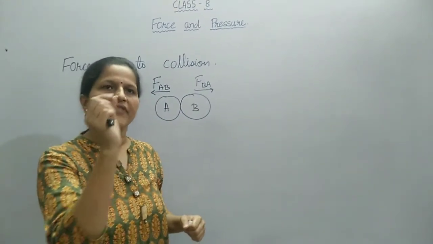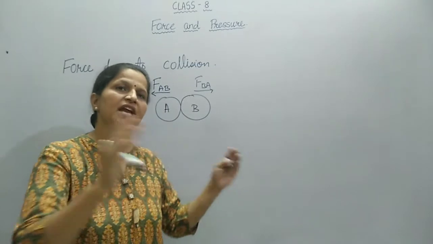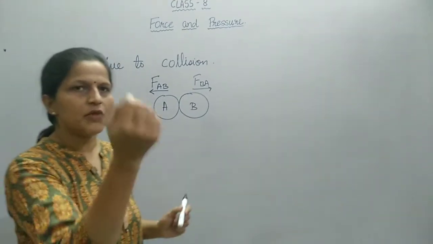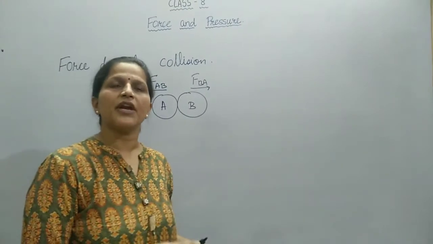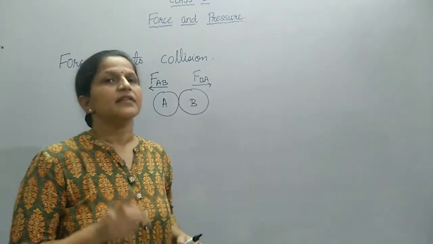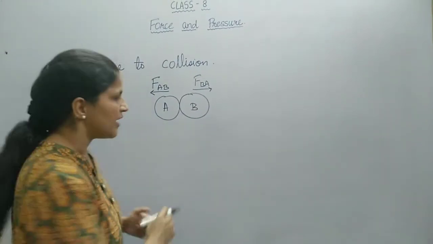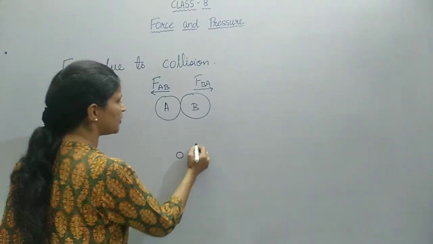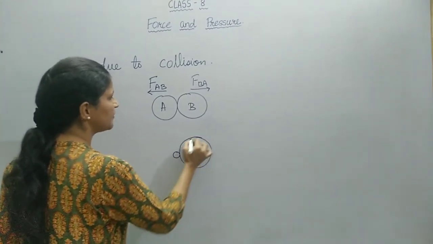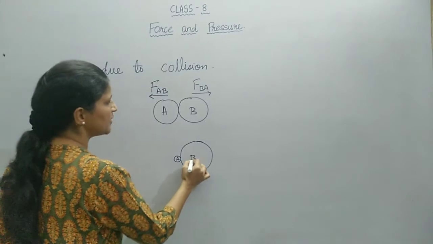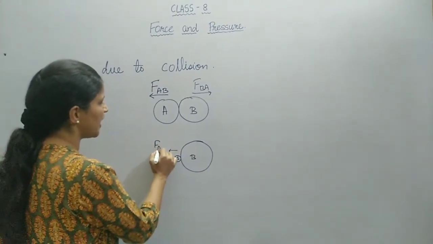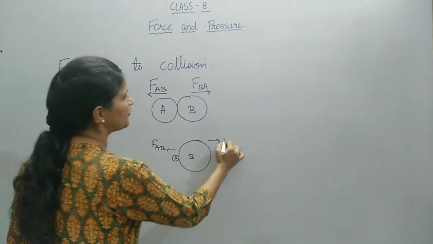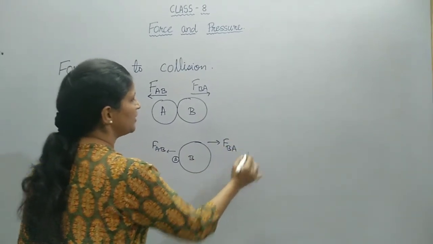Sometimes you might wonder, what if a very light body collides with a very heavy body? For example, a mosquito comes and strikes this board. Will they exert equal and opposite force on each other? The answer is yes. Even if a very small object collides with a very big object, they still exert equal and opposite force on each other. Force on A due to B will be equal to the force on B due to A.